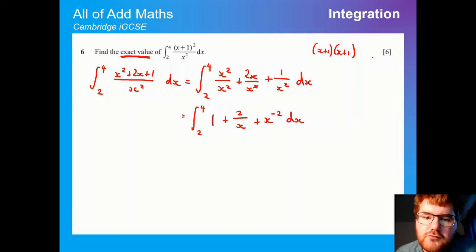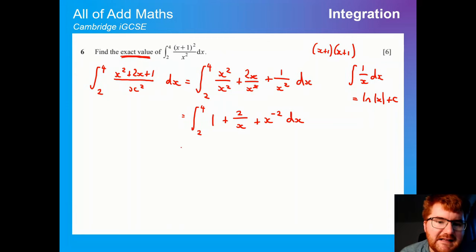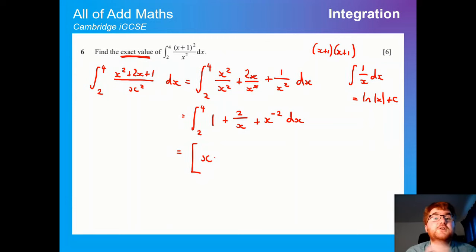Now remember the rules of integration. If we want to integrate 1 over x, this is a special case, then that's going to give us the natural log of x plus c, not forgetting the constant of integration without limits. Now we do have limits here, so it's going to be a little bit different. We're going to integrate each part here separately. So if we integrate 1, we just get x. Remember, you can always check this by differentiating and working backwards.